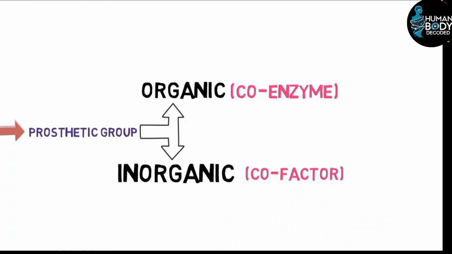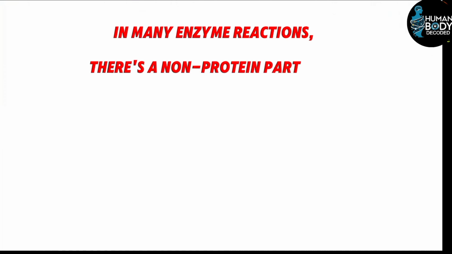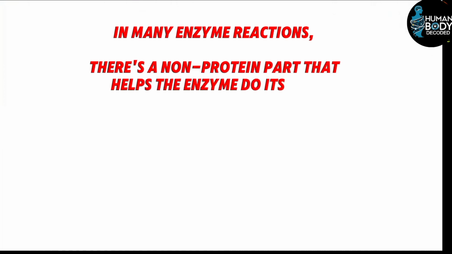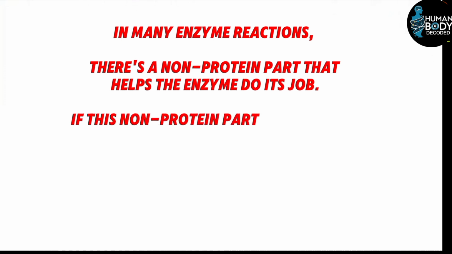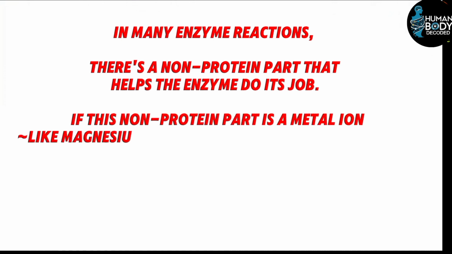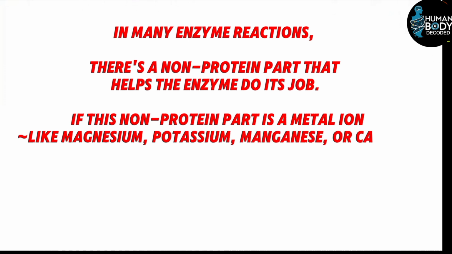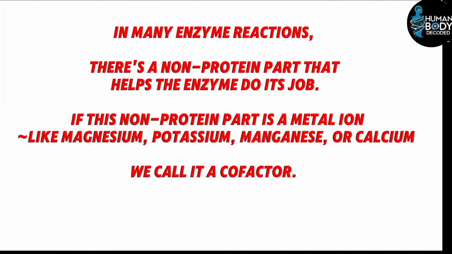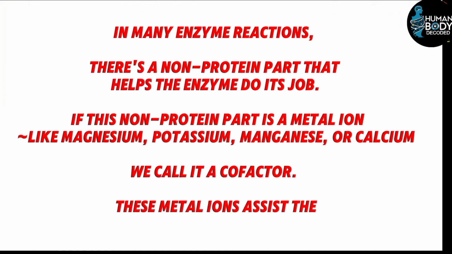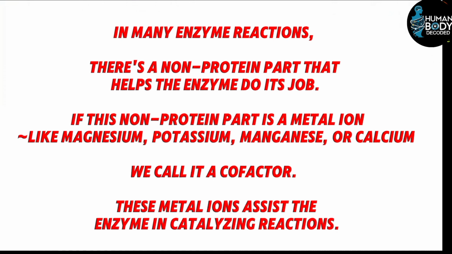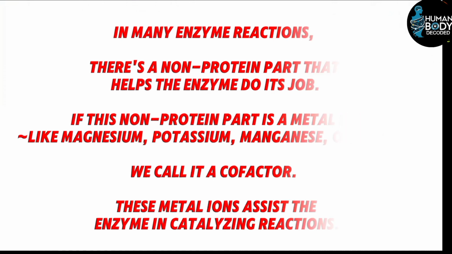Let me give you examples. In many enzyme reactions, there's a non-protein part that helps the enzyme do its job. If this non-protein part is a metal ion like magnesium, potassium, manganese, or calcium, we call it a cofactor. These metal ions assist the enzyme in catalyzing reactions.